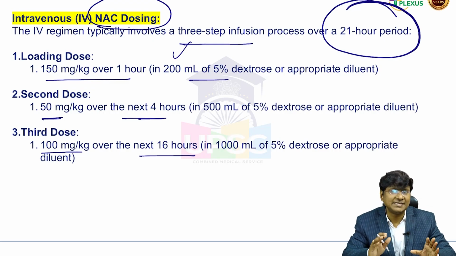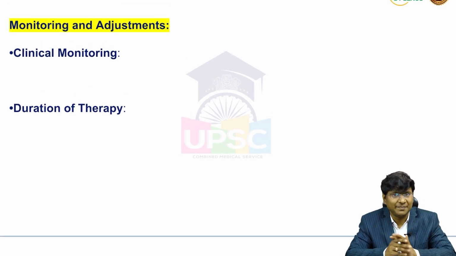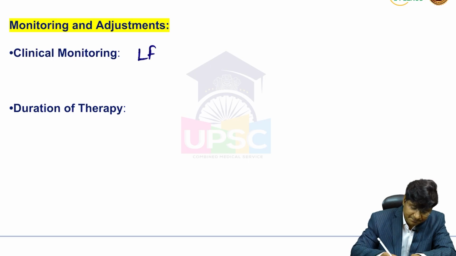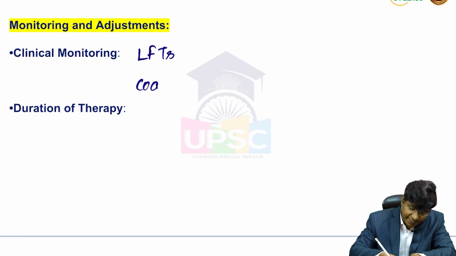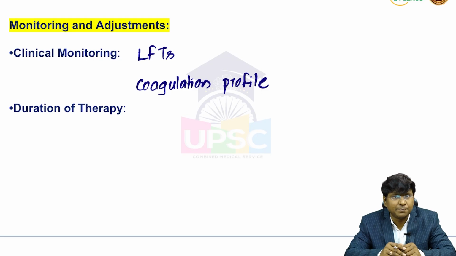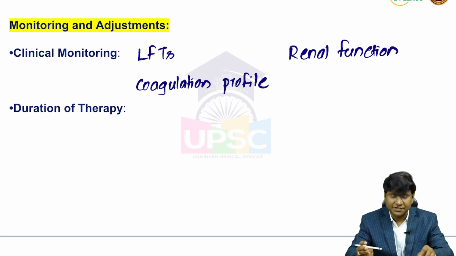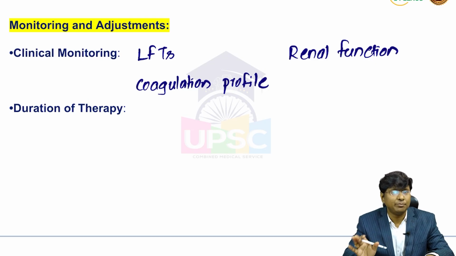Now, whenever you are giving N-acetylcysteine, what do you need to monitor? The clinical monitoring and the duration of the therapy. For clinical monitoring, you need to monitor the liver function test, the coagulation profile, and also the renal function. So these three are essential: liver function test, coagulation profile, and assessment of renal function. These three have to be monitored.